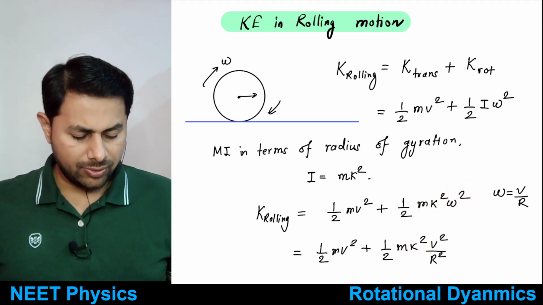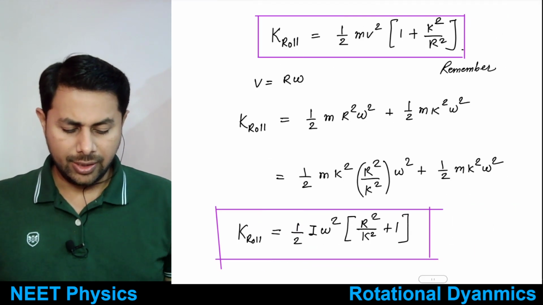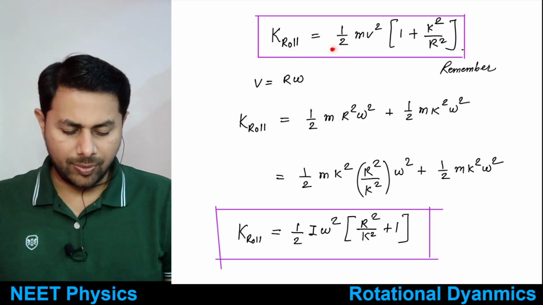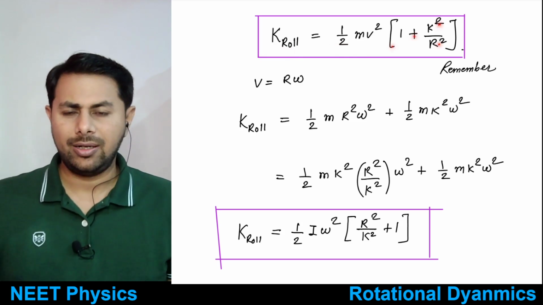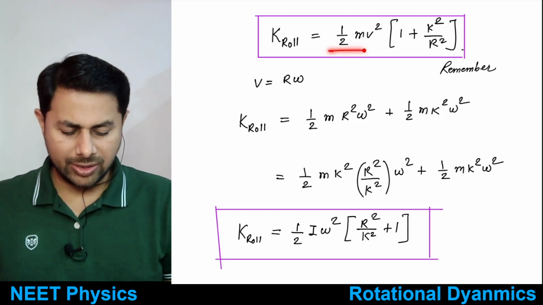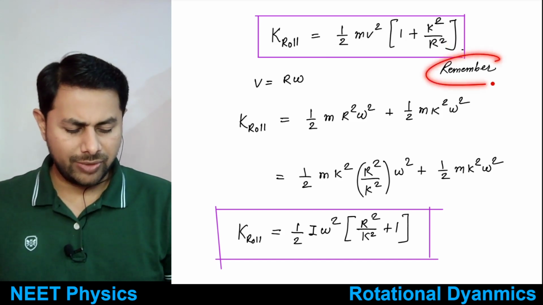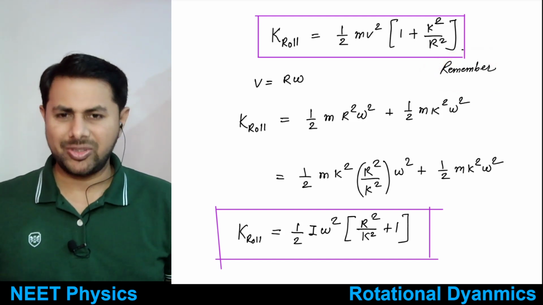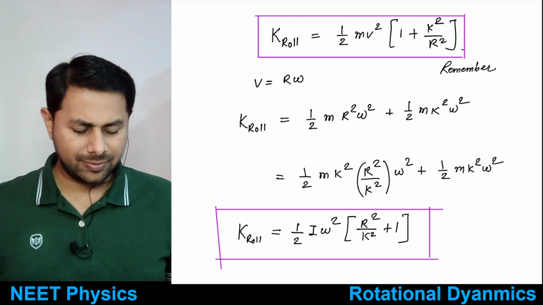Then what you can do is take half of mv square common from these two terms, okay? And then what you are left with is the kinetic energy of rolling motion. It is equal to half of mv square multiplied by 1 plus k square divided by r square, okay? This is the kinetic energy of rolling motion. So we need to remember this formula, okay? It's a very simple formula. Half mv square multiplied by 1 plus k square by r square, okay?